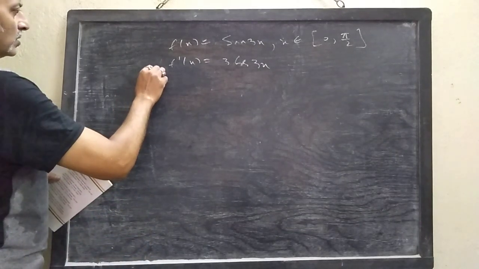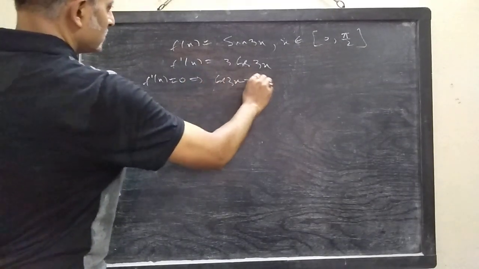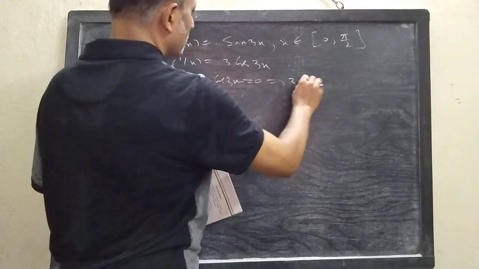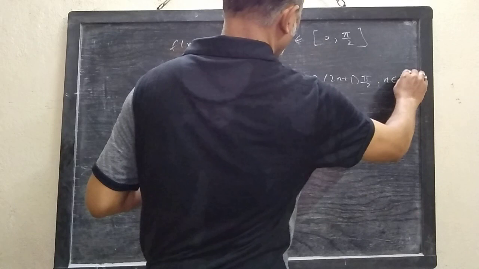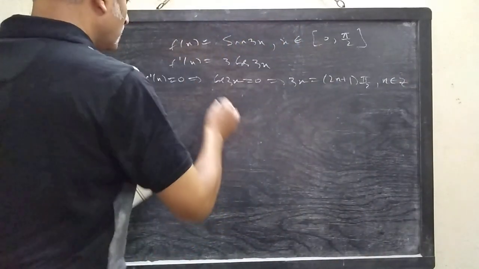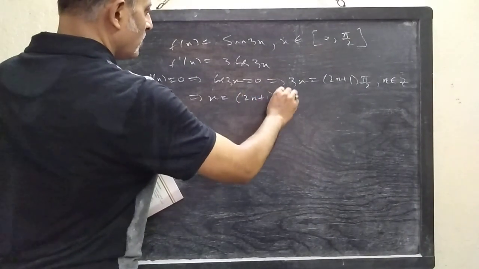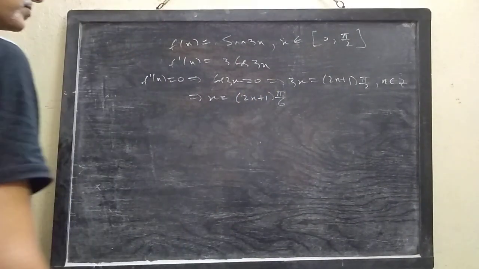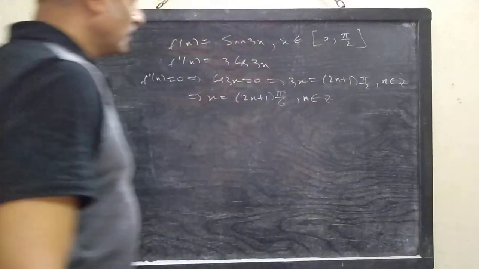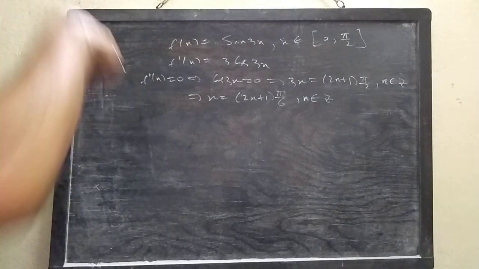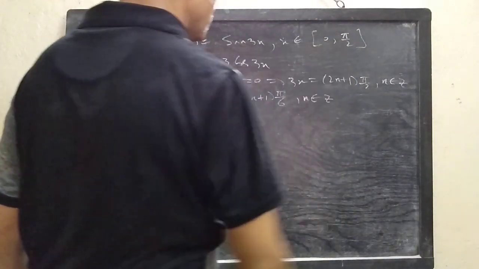So f dash x equals 0 gives cos 3x equals 0, this gives 3x equals (2n plus 1) into pi by 2, n belongs to Z. This is the general solution. That gives x equals (2n plus 1) into pi by 6, n belongs to Z. Now we have to find the solutions within this portion.